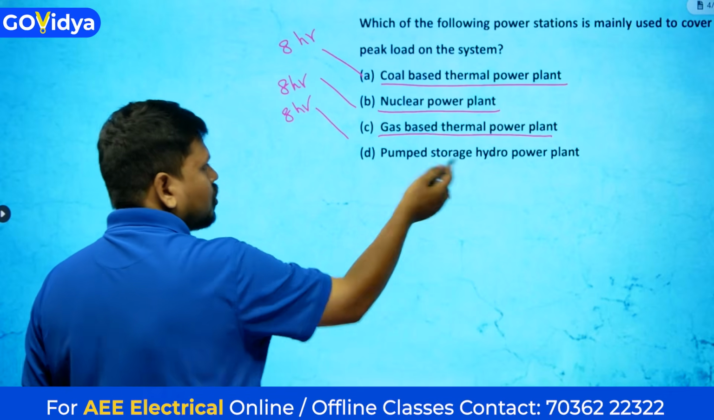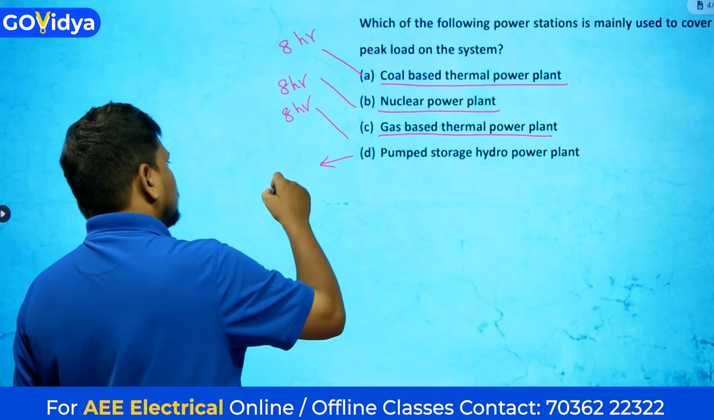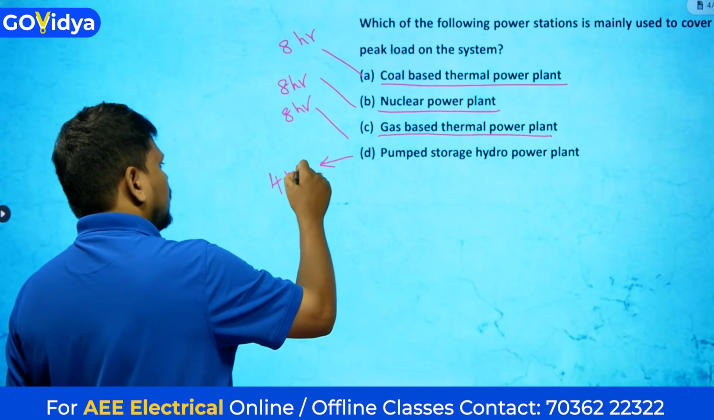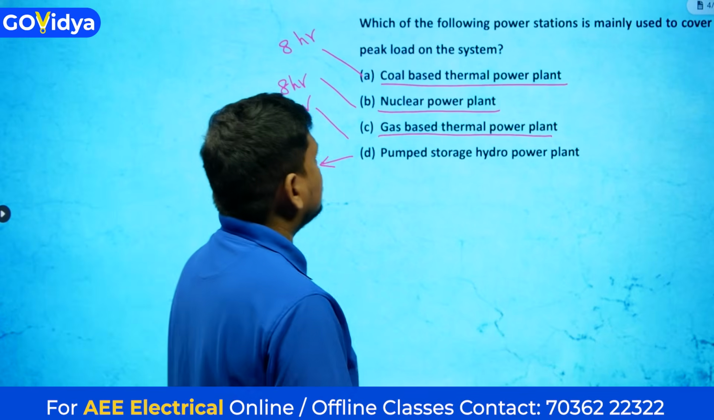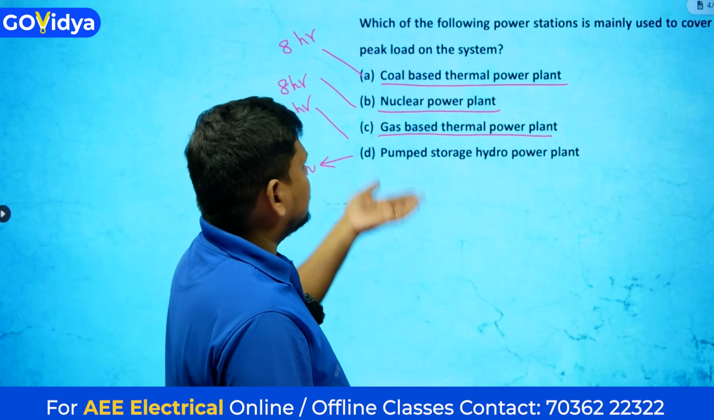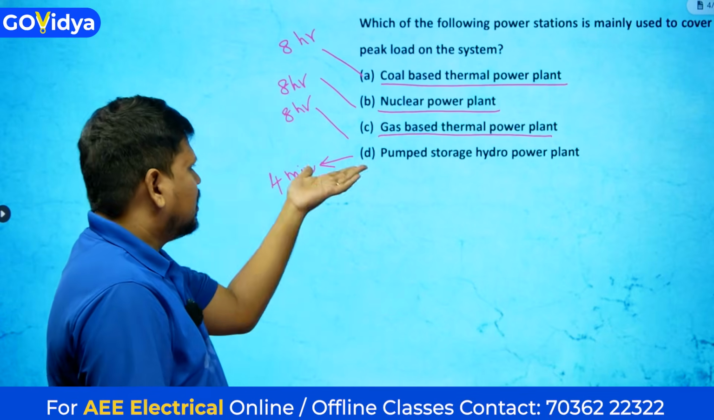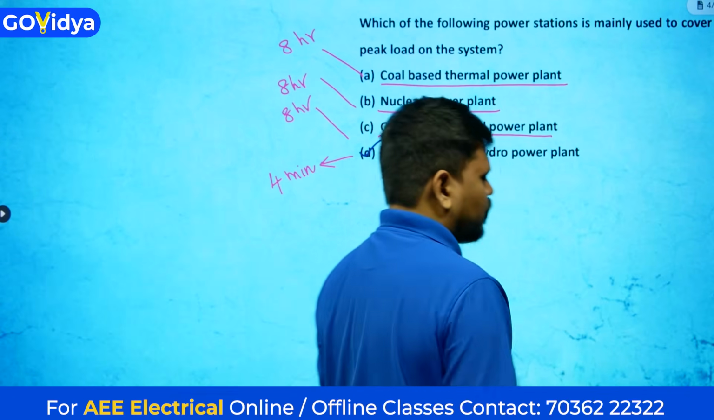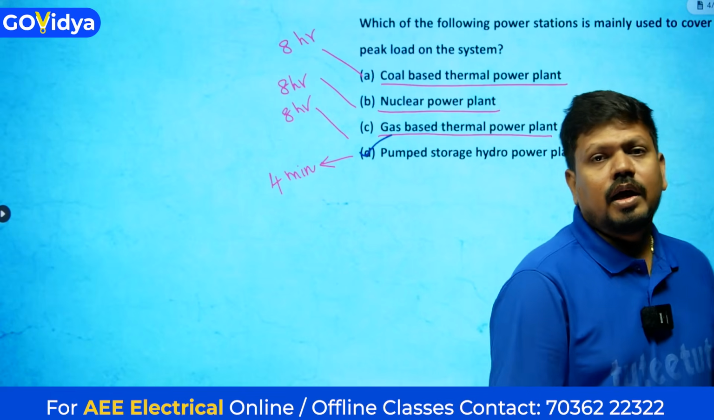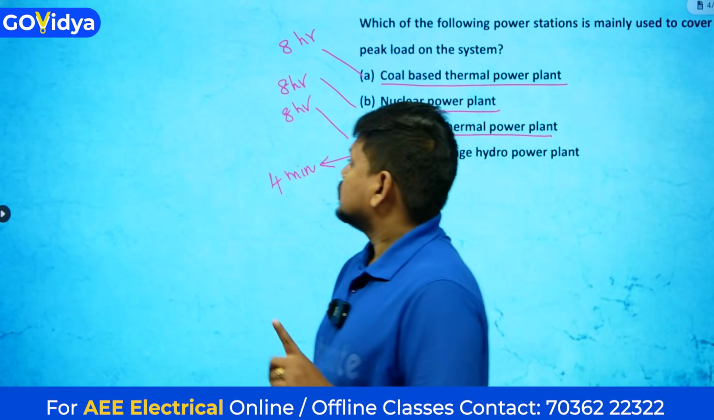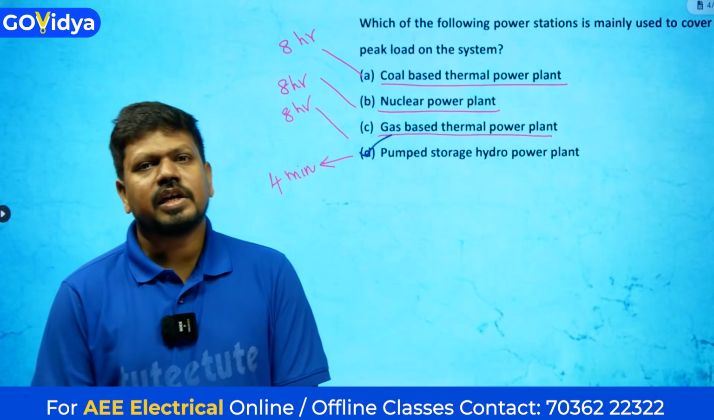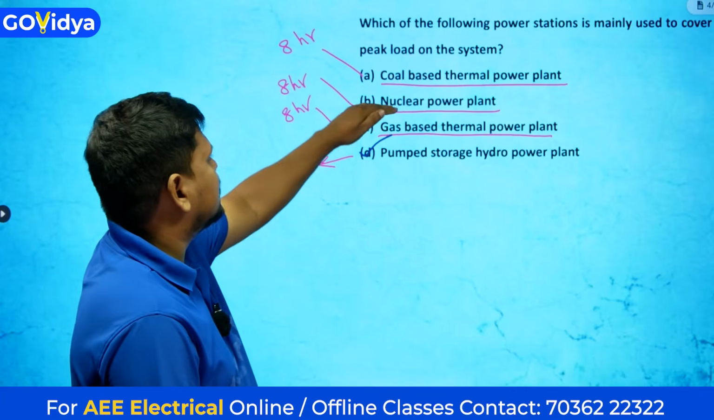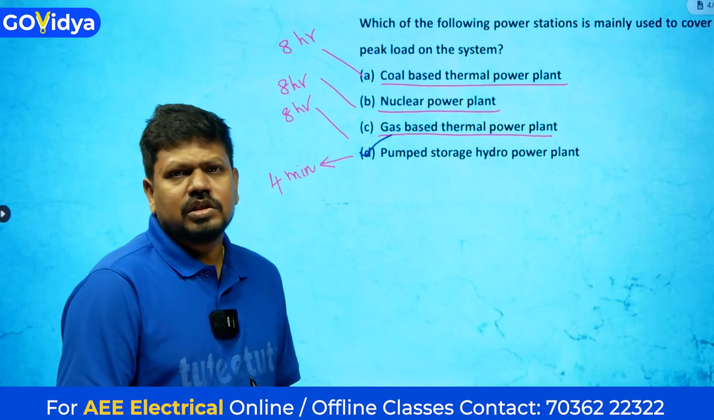Then the pumped storage hydroelectric power plant will take only 4 minutes to start. That's why whenever there is peak load on the system, we have to use the pumped storage plant only. There are reasons why the others take more time. Here we have to discuss what we will do in this 8 hours, in any plant.